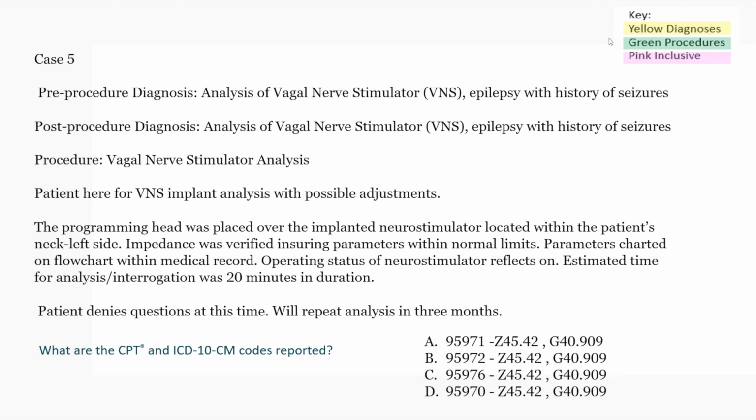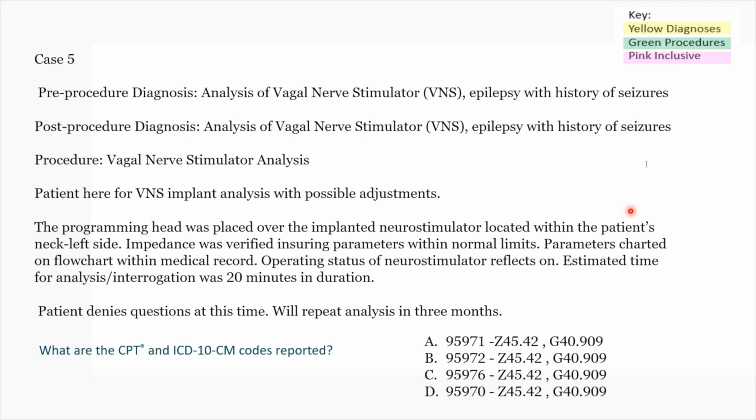What are the CPT and ICD-10-CM codes reported? A. 95971, Z45.42, G40.909. B. 95972, Z45.42, G40.909. C. 95976, Z45.42, G40.909. D. 95970, Z45.42, G40.909. Pre-procedure diagnosis: analysis of vagal nerve stimulator, epilepsy with history of seizures.